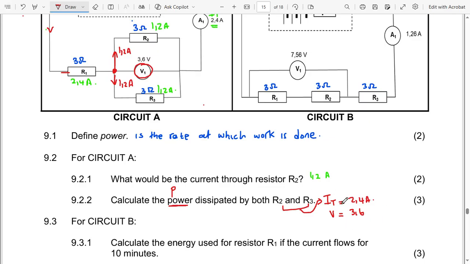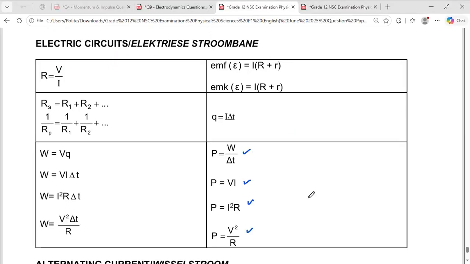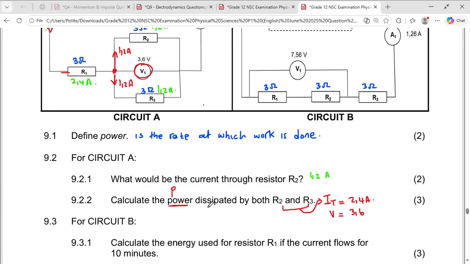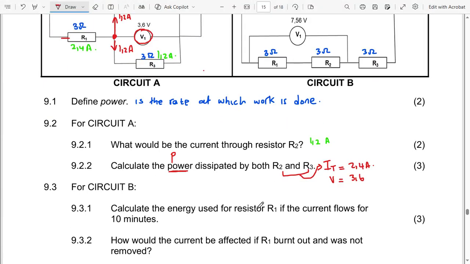Then I'll go and choose the formula that has the I for current and V for voltage. I can use that formula, and then I'll explain if, let's say, you want to use this one. We're coming to that, but the easiest one is to take what you are given, which is the voltage and the current, and I'll definitely use that one. Let me quickly do my substitution.